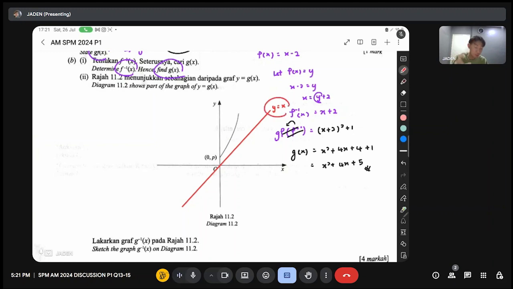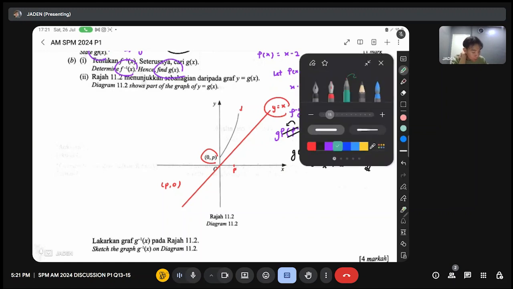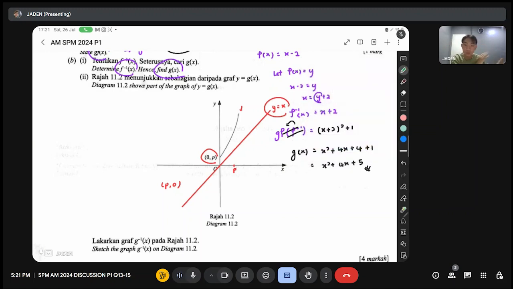And when I say reflect, right? If this is the starting point, (0, p), then you want to sketch another one at (p, 0). So (p, 0) means we assume here is the p. And then we want to draw another line, which is somehow like a mirror effect. So your g⁻¹ should look something like this. Okay, and then I need you to label this down, g⁻¹(x). That is how you're going to sketch it.